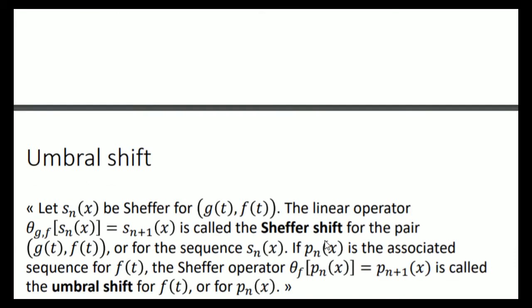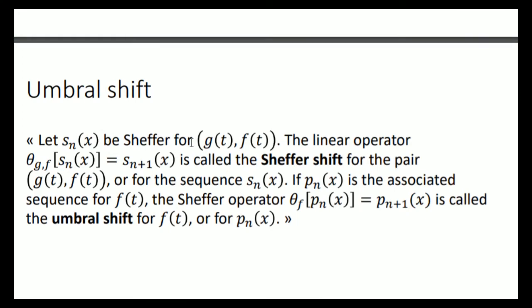Now, the Umbral shift. So once again, we have a Scheffer sequence. The operator theta applied to S n just makes you go to S n plus 1. It's called a Scheffer shift for the Scheffer sequence. If P of n is the associated sequence, it's called an Umbral shift. So once again, here we have this special case of a Scheffer shift, where g is equal to 1.